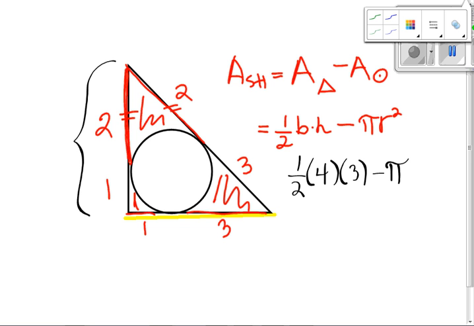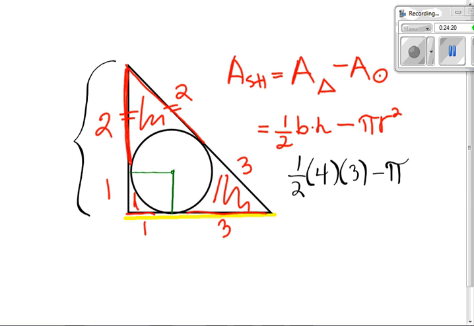How do you get the radius? Here's the center of the circle. That's a radius. To review your circle stuff, what's true about the radius of the circle and the tangent line? Cole, do you remember? They're perpendicular. The tangent line and a radius are perpendicular. What's the green shape here? Good. So what's the radius?